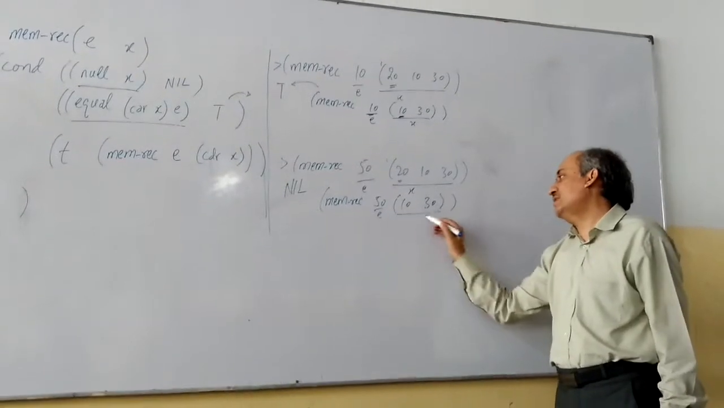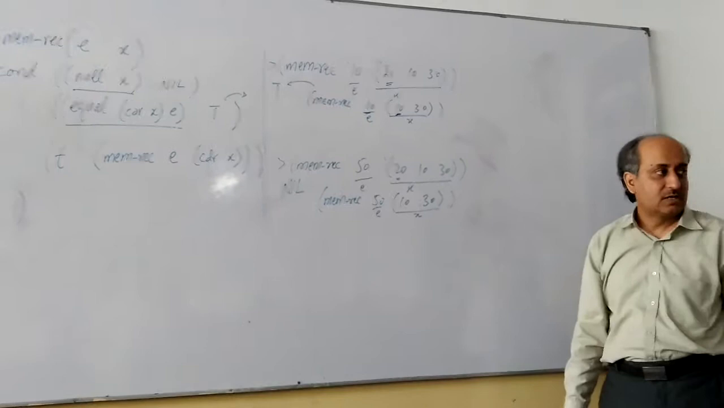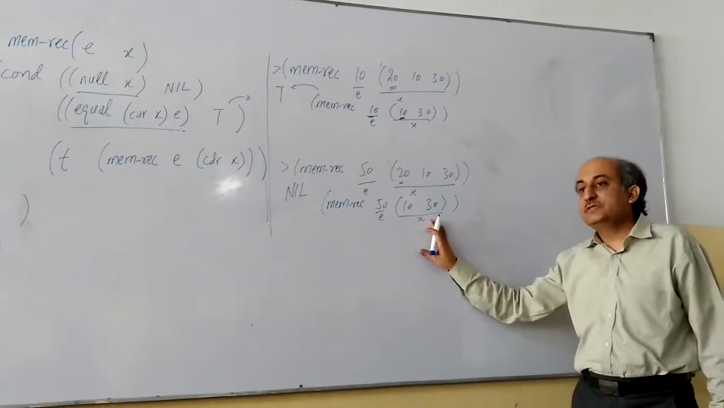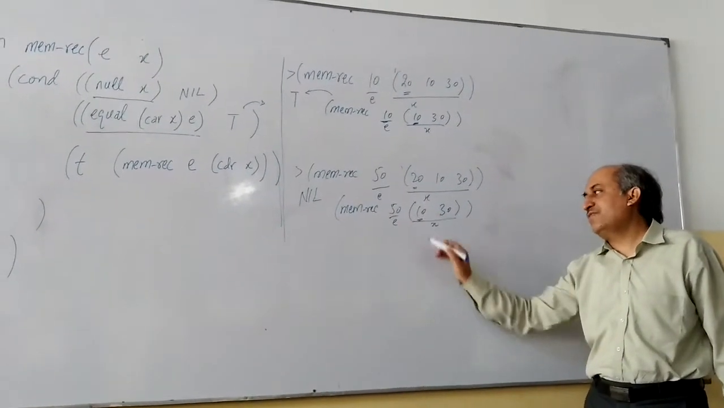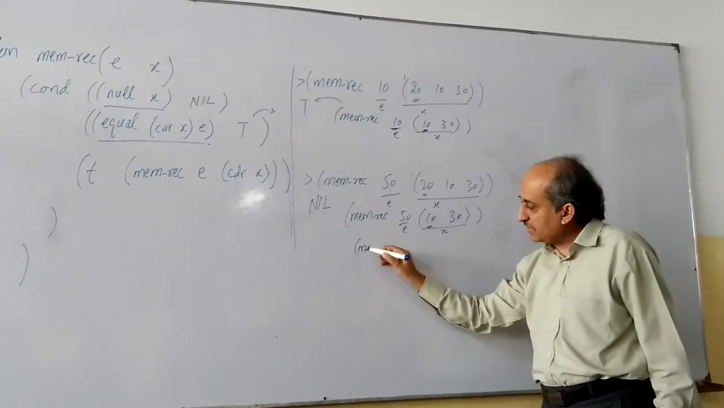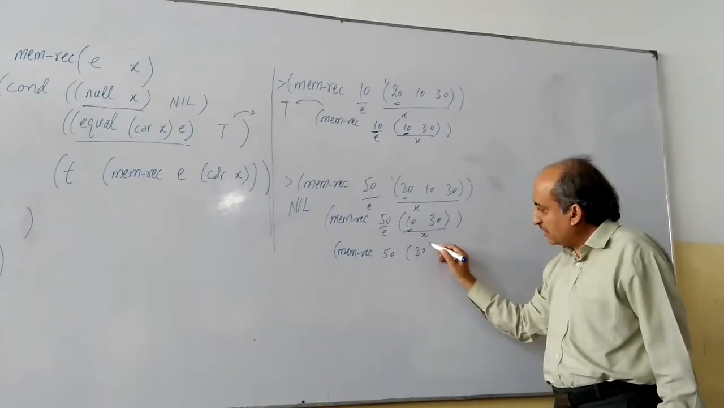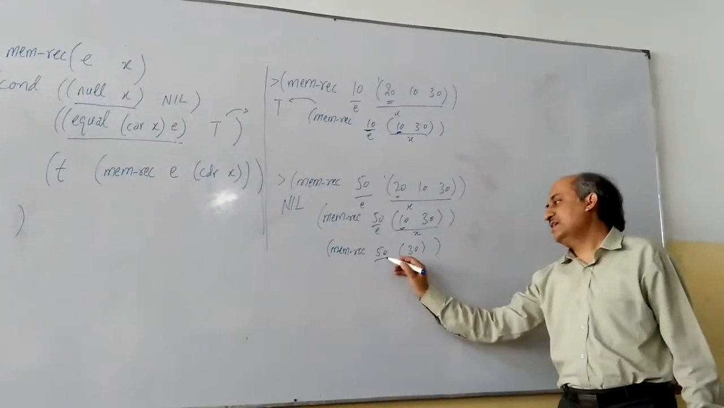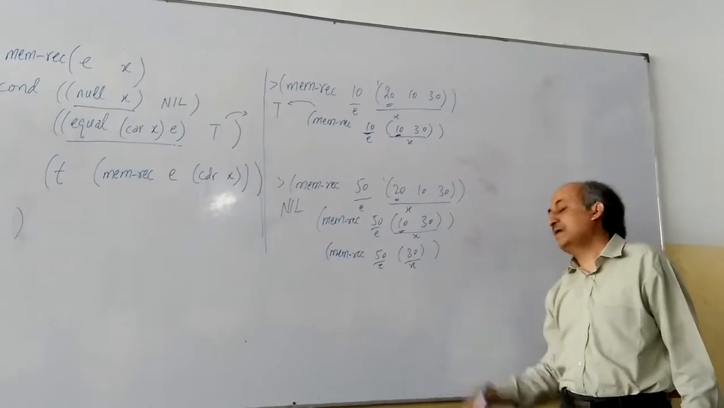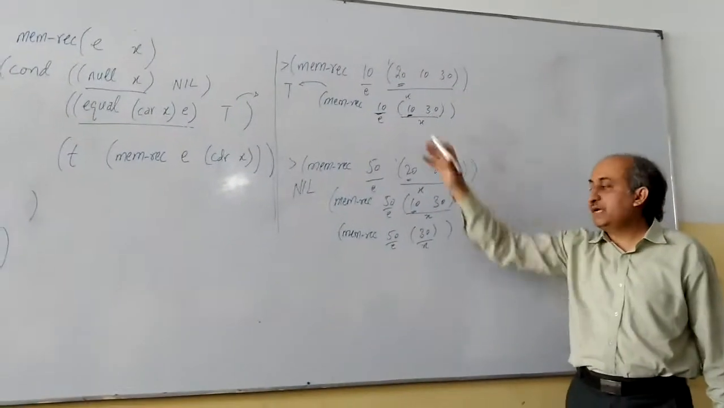Now E is 50 and x, for this member recursive, is a reduced list. Is x an empty list? No. Is car of x equal to E? No. Control again goes to the default clause. Member recursive 50 with the list 30. E is 50, the same value, but x is the reduced value. Okay. Control goes to the cond statement again.